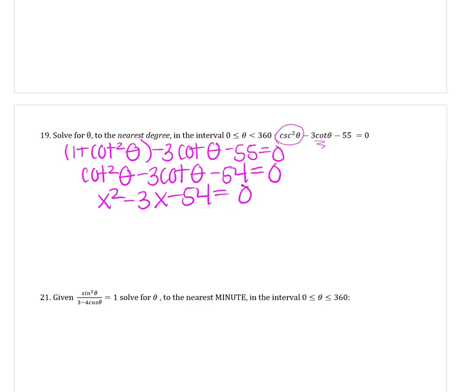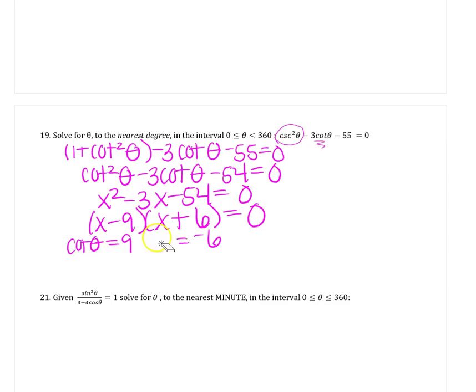Factors of negative 54 that sum to negative 3 are negative 9 and 6. So x equals 9, x equals negative 6. But it's not really x, it's going to be cotangent. We don't have a cotangent button or know how to work really much with cotangent, so we're going to change it to tangent by taking the reciprocal.